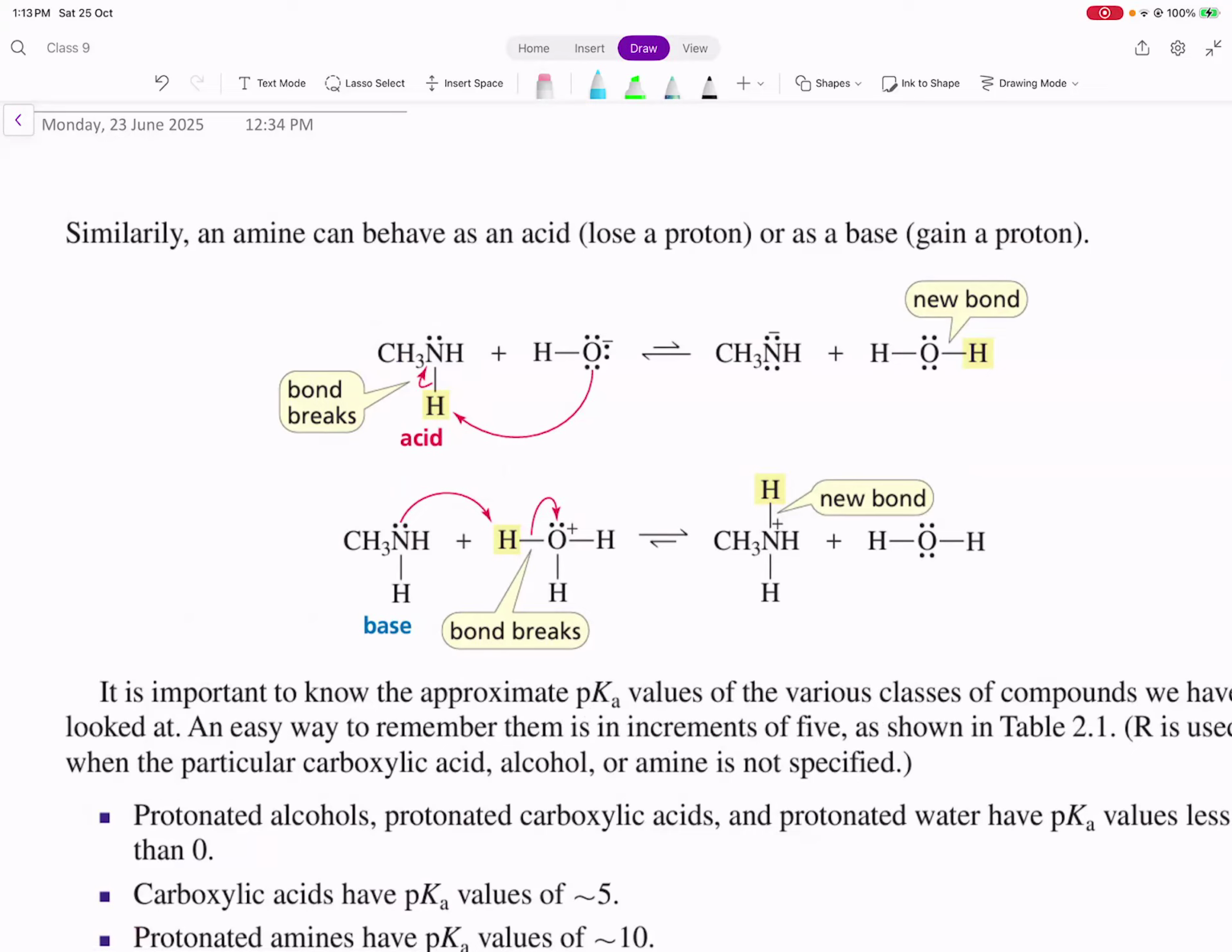Now you have to draw the conjugate acid for this and do problem 11 and problem 12.